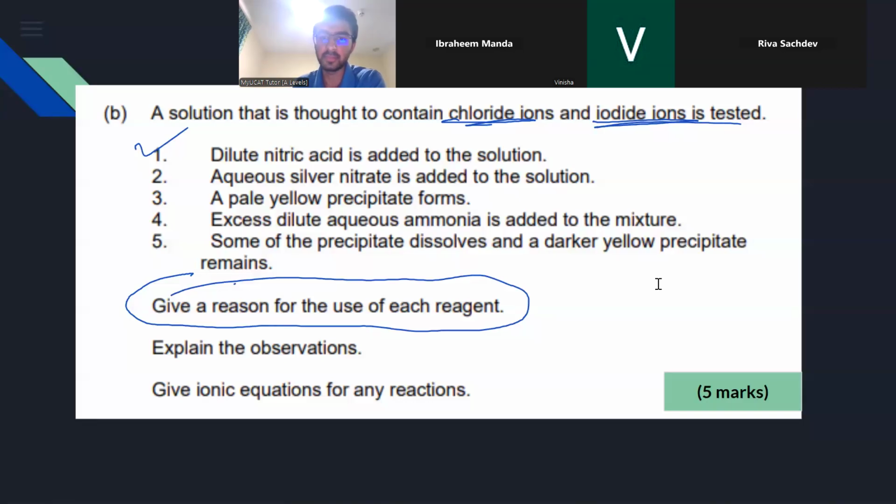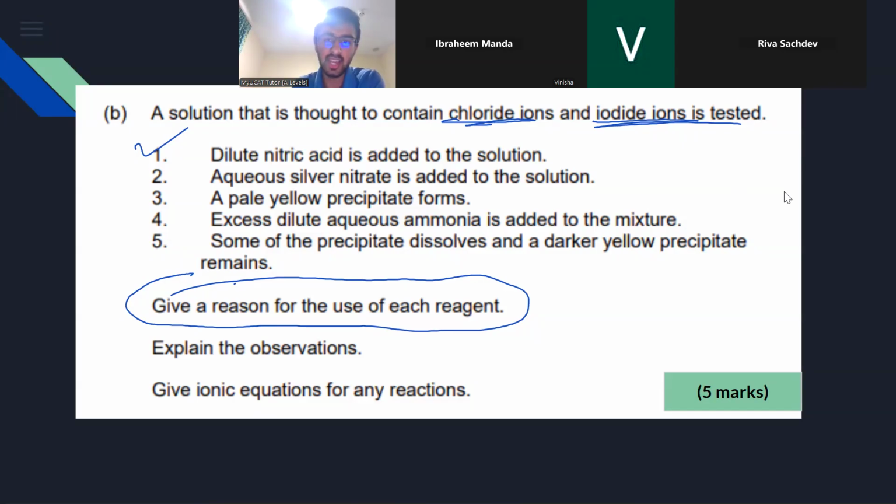Yes, because it's going to make the precipitates that are different colors, okay? Then we're seeing a pale yellow precipitate forms. Where does the pale yellow precipitate come from? Yep, that's going to be the iodide. Now, we're going to add excess dilute aqueous ammonia.